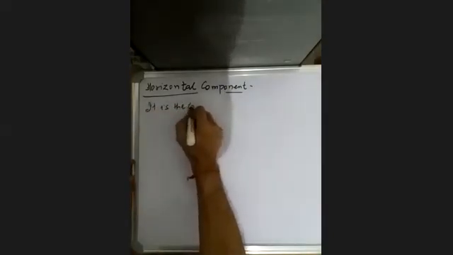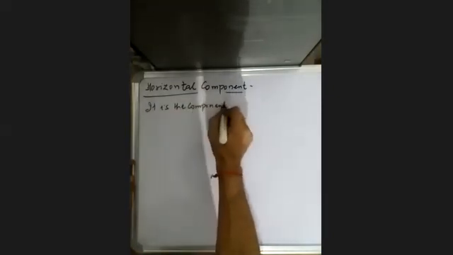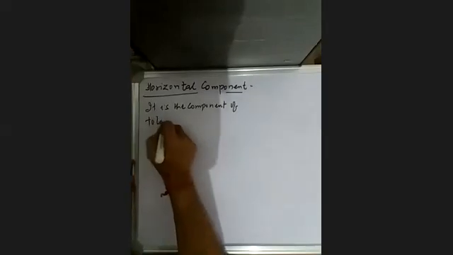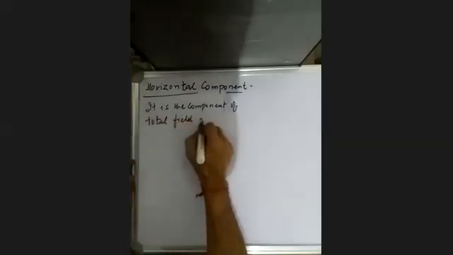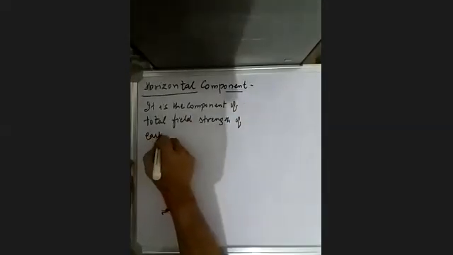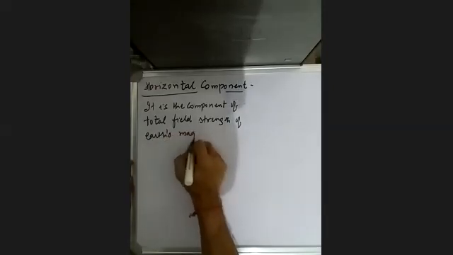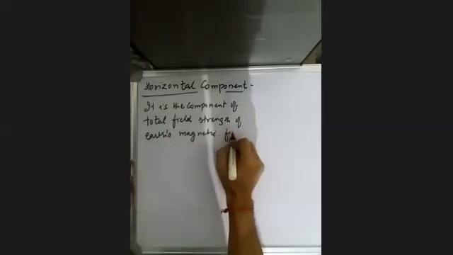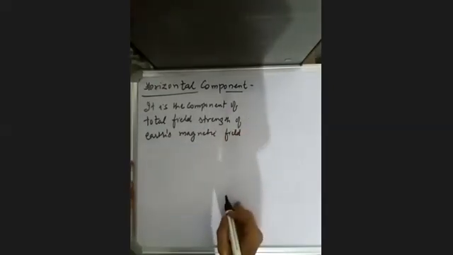The horizontal component of Earth's magnetic field is the component of the total field strength of Earth's magnetic field. Now, which component of it is in the horizontal direction?